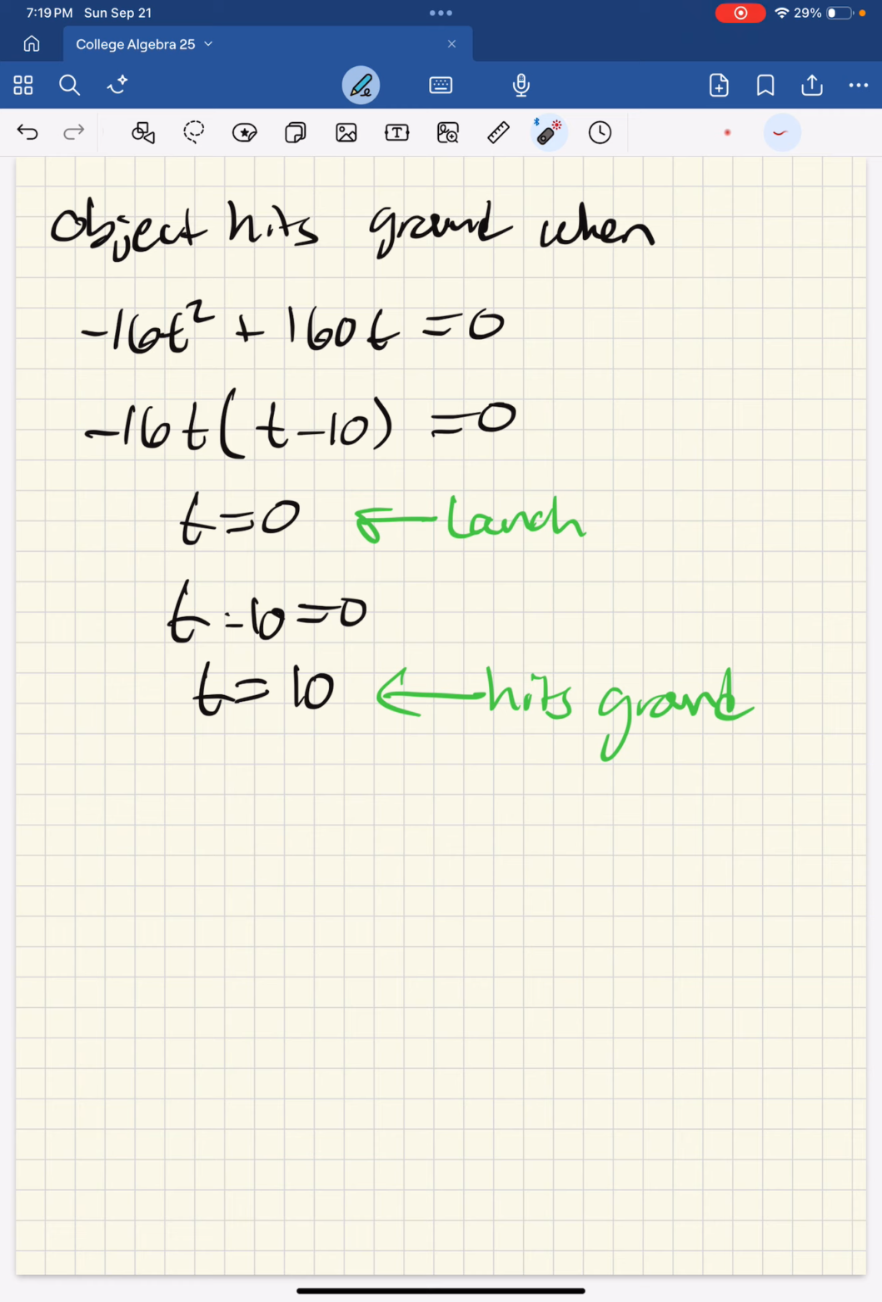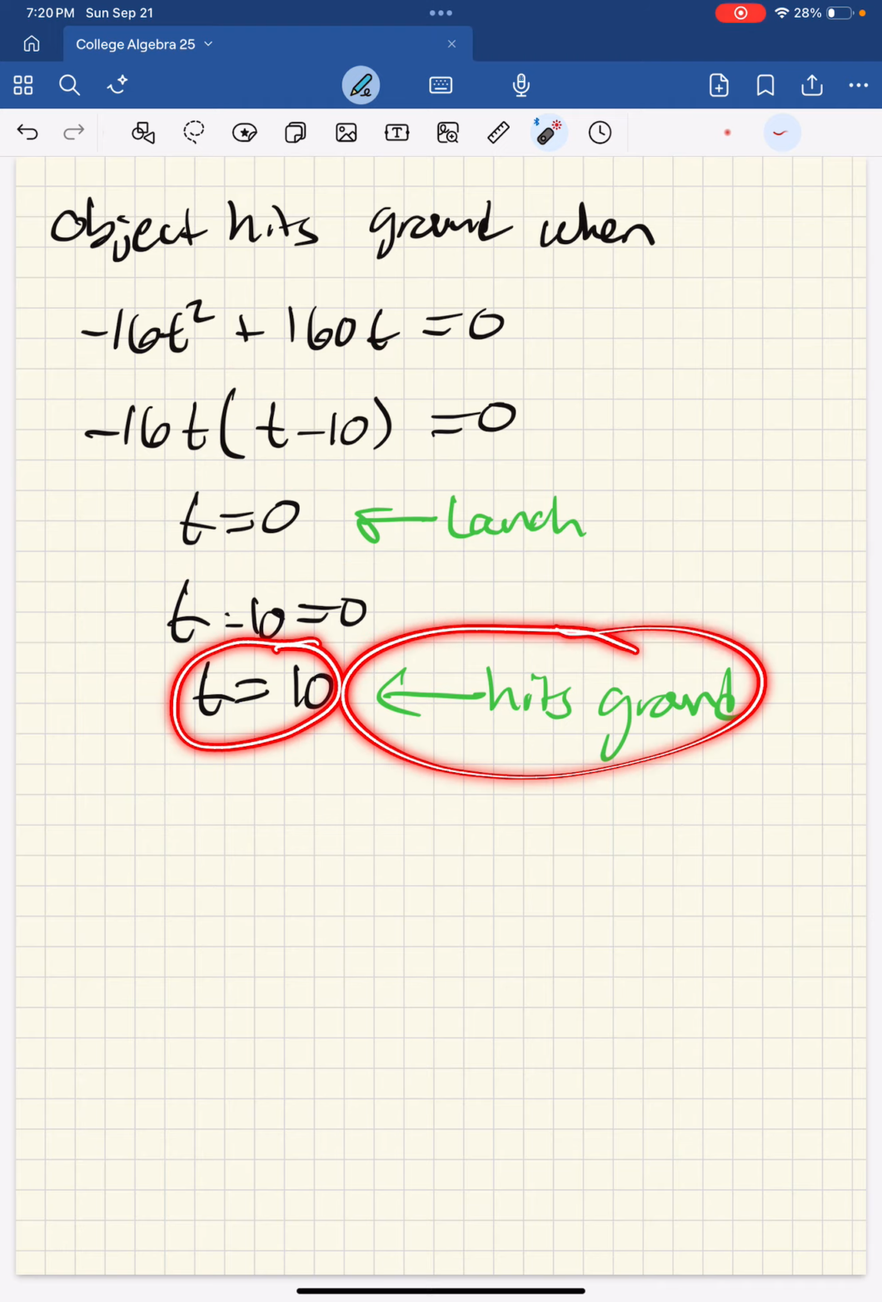So there are 2 values for t that make this statement true. t equals 0 makes this statement true. Now that would be our launch, so when time is 0, that's the launch time. And then the factor t minus 10, when we solve that one we get t equals 10. That's when the object hits the ground.